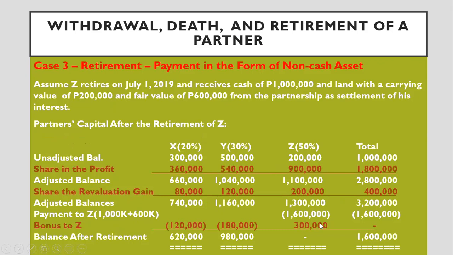As I mentioned, there is a bonus of 300,000 because Z has only 1,300,000 and was paid 1,600,000. And the bonus will be taken from the capital of the remaining partners, shared using the P&L ratio as discussed a while ago. So X will now have a 620,000 balance. And then for Y, we have 980,000. So the capital of the partnership will now be 1,600,000.